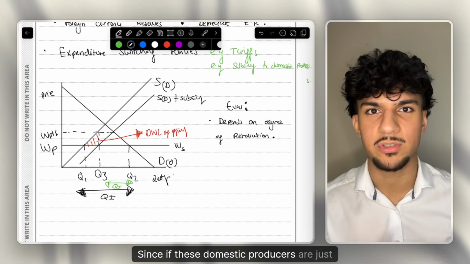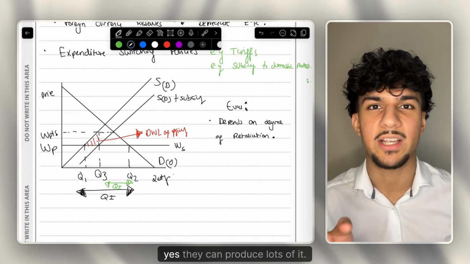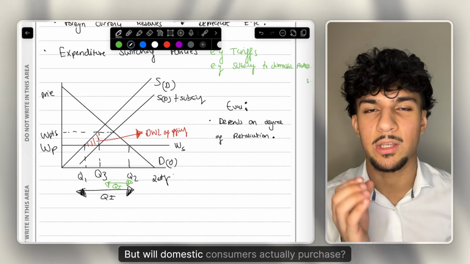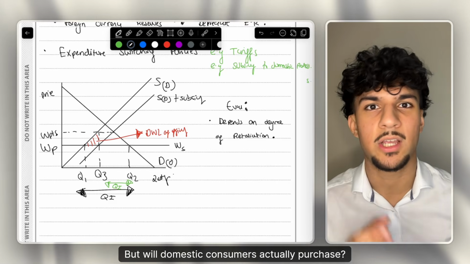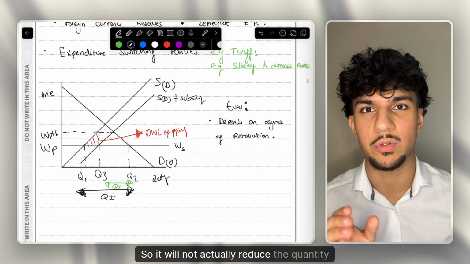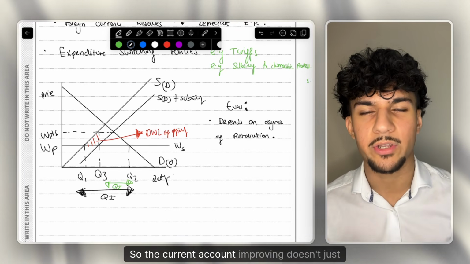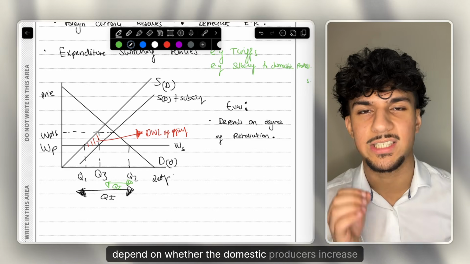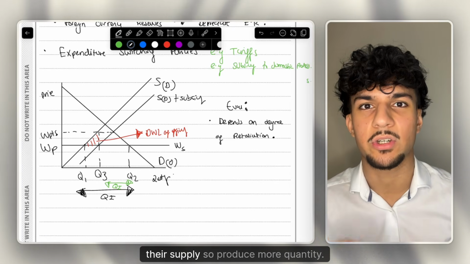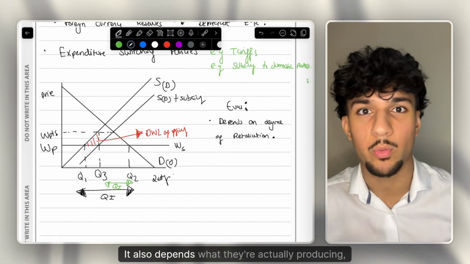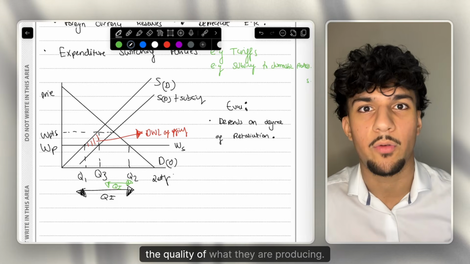Since if these domestic producers are just producing absolute garbage, yes, they can produce lots of it, but will domestic consumers actually purchase? Probably not. So it will not actually reduce the quantity imported. So the current account improving doesn't just depend on whether the domestic producers increase their supply, so produce more quantity. It also depends on what they're actually producing, the quality of what they are producing.